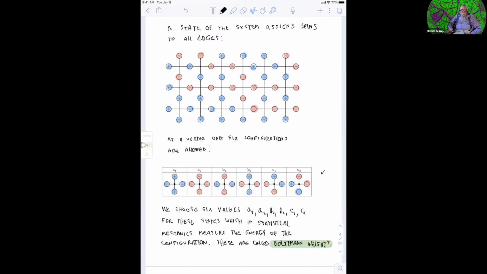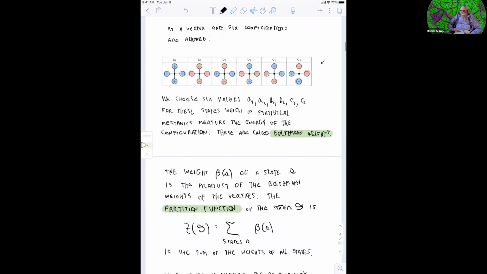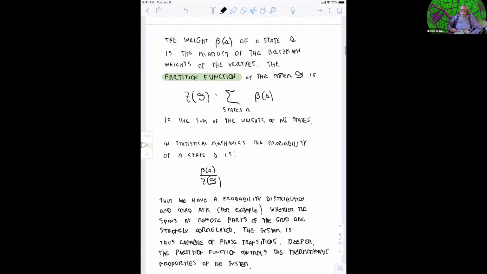and then you multiply all those numbers together. So you take the product over all the vertices, and that is the Boltzmann weight of the state. So the Boltzmann weight of the state is the product of the Boltzmann weights of the adjacent vertices. And then if you sum over all states, you end up with a value which is called the partition function.